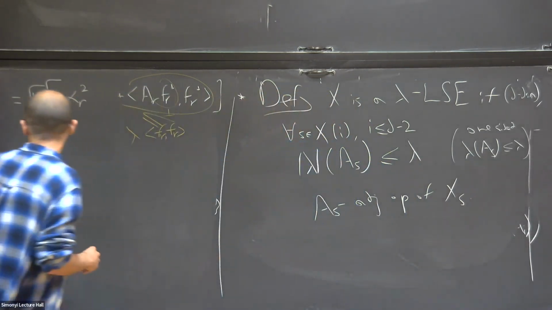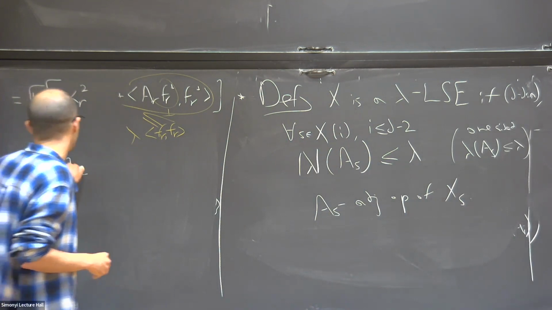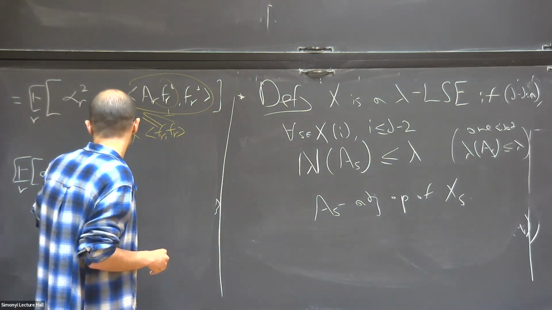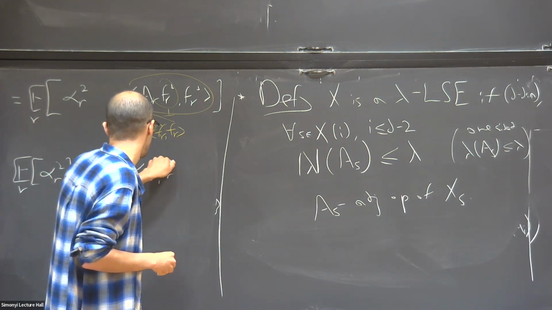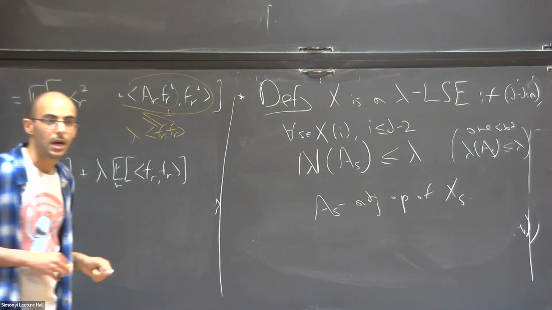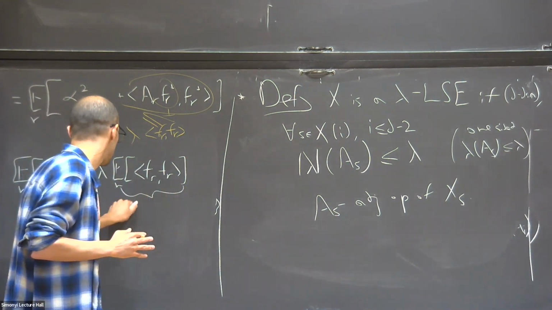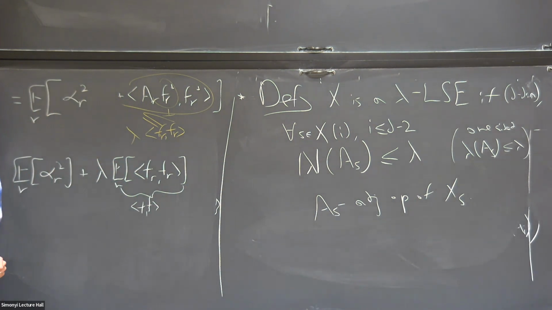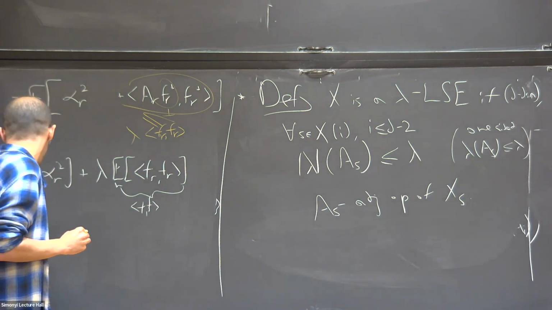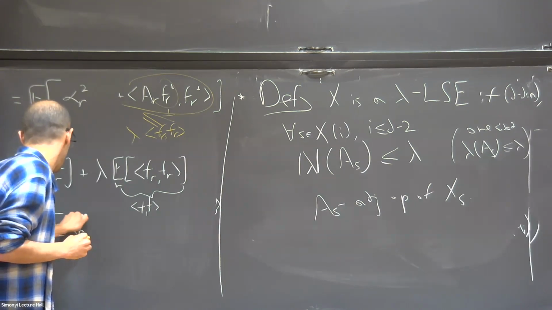So what you get is the expectation over R of this alpha R squared, plus, taking out the lambda, the expectation over R of this FR. And again, by the same localization argument, this is really just going to be the global inner product of F with itself. So I'm getting here this lambda plus whatever I'm getting from these alpha R's.